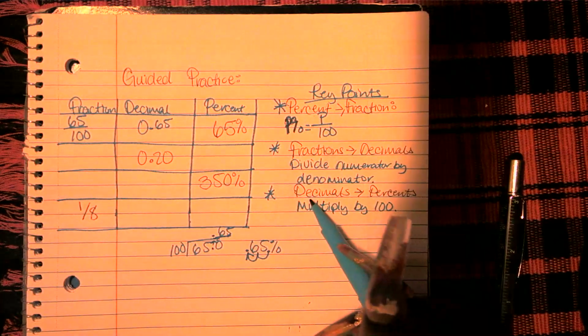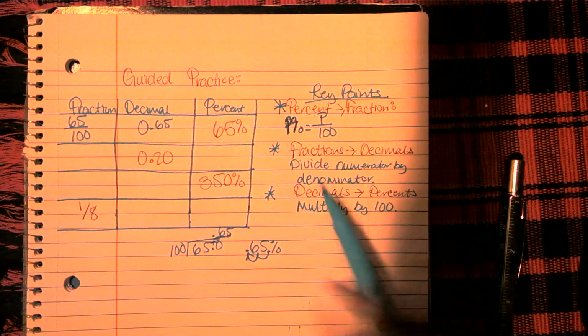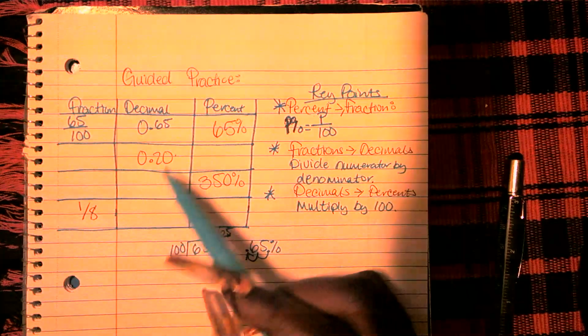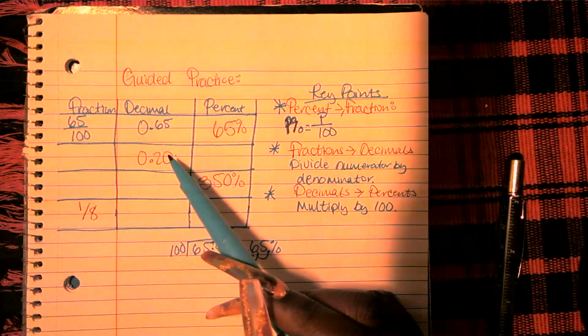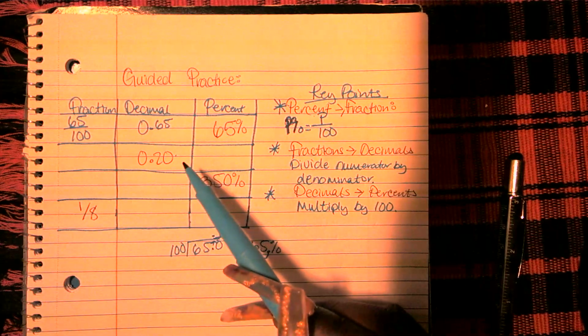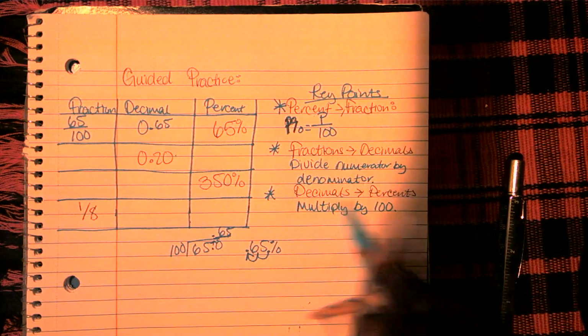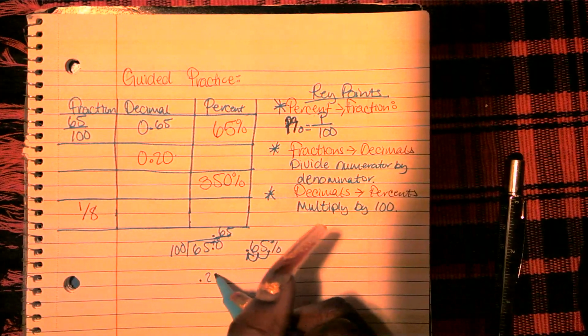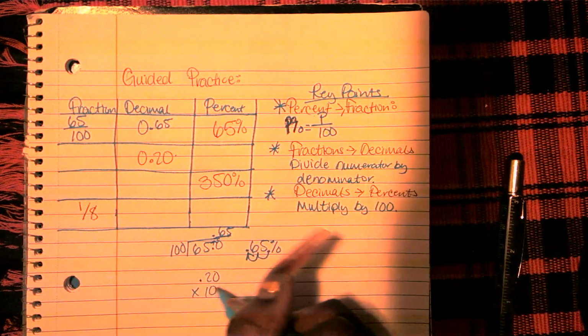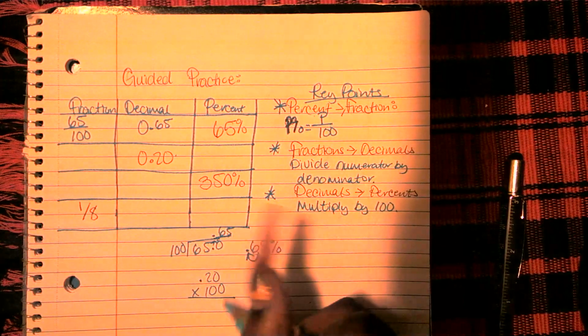All right, so here, if I have a decimal, this is the only thing that they give me. I need to know what is this decimal as a fraction and what is this decimal as a percent. So here, if I know I need to go from decimals to percentages, the only thing that I need to do is literally take 20 and multiply it times 100.